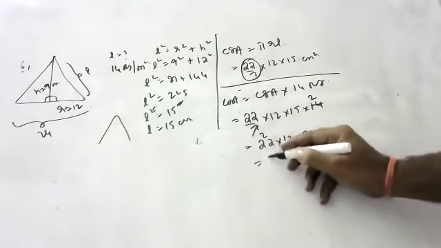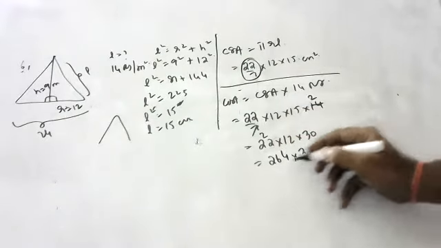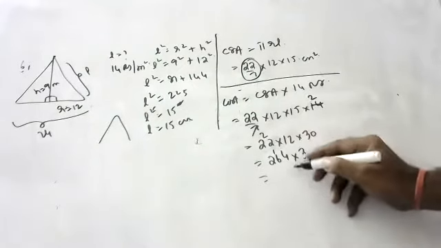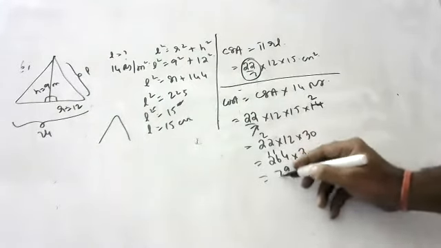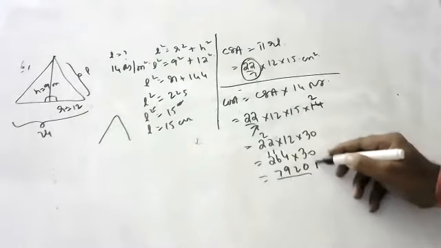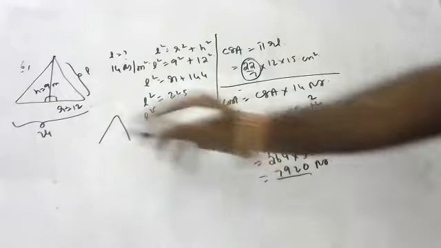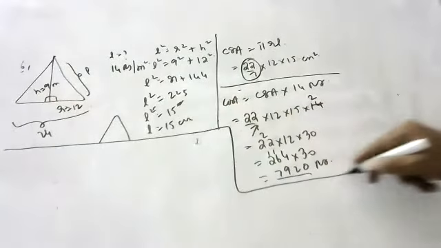Sir, instead of 22 by 7, you get 3.14, then you'll get 7912.8. This is 7920 rupees I got. 7920 rupees is the cost of laying the tent.